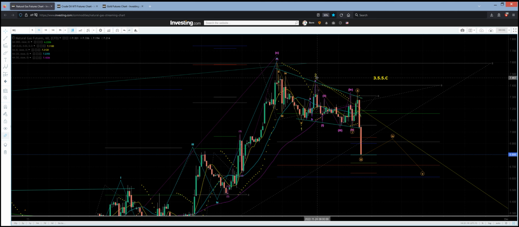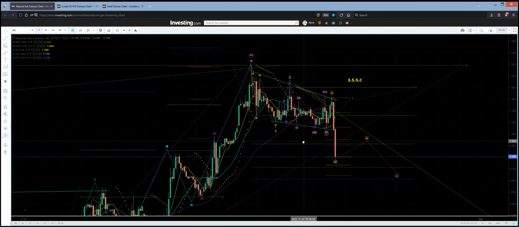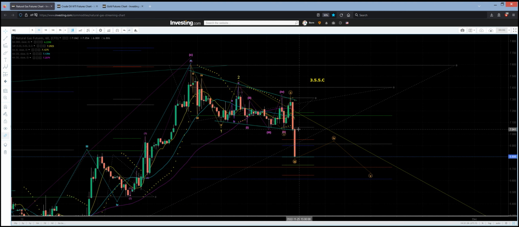A, B, C up for 2. Again, we're leading again, so we got 1, 2, 1, 2. So we got 1, 2, 3, 4, 5. Looks like just a diagonal. I could be wrong with what that count is, which I hope I am not.